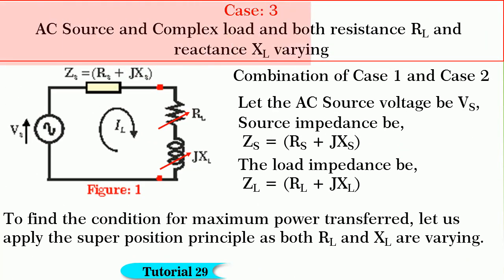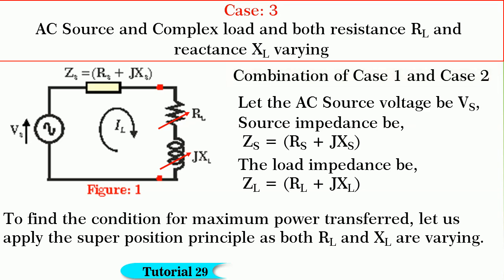Friends, now let us take case 3 wherein both resistance RL and the reactance part of load XL are varying as shown in figure. You note that this is a combination of case 1 and case 2, and if you have understood case 1 and case 2, this theorem you will understand very easily.